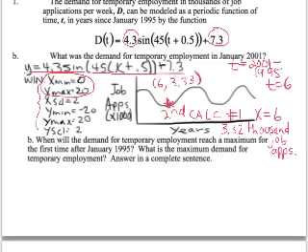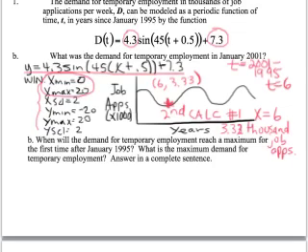Okay, so the second question says, when will the demand for temporary employment reach a maximum for the first time after January 1995? And what is the maximum demand for temporary employment? Answer in a complete sentence. Okay, so you have to look at the graph and see where the maximum for the first time occurs, and that occurs right here. That's the first time the maximum occurs. This would be the second time, and that would be the third time. We want the first time.